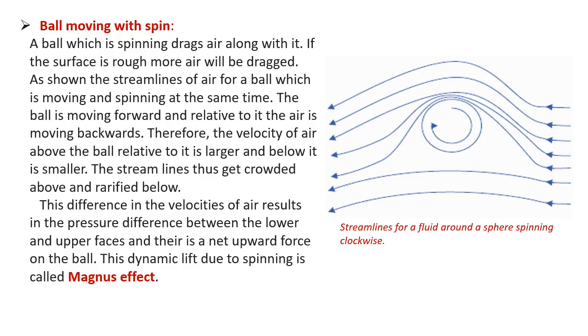The streamlines get crowded above and rarefied below. This difference in velocity of air results in a pressure difference between the lower and the upper faces, and there is a net upward force on the ball. This dynamic lift due to spinning is also called the Magnus effect.